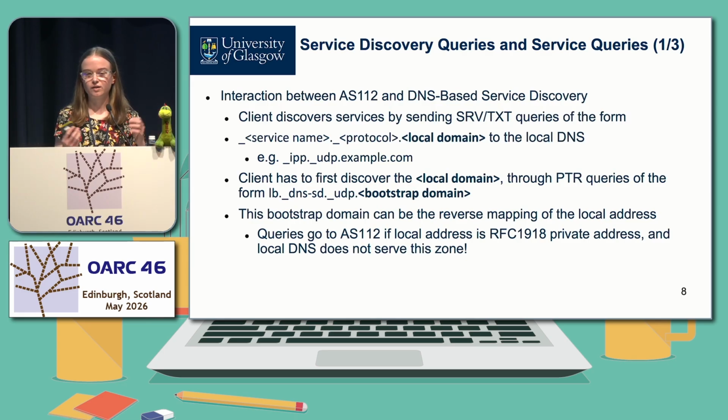_ipp._udp.example.com. The problem is that when joining a network, the client doesn't know this local domain beforehand. It has to discover it. And it does this through queries of the form lb._dns-sd._udp.<bootstrap domain>. What I call the bootstrap domain is sort of a best guess at what the local domain would be. And according to the RFC, this bootstrap domain can be the reverse mapping of the local address. So if the local address is an RFC 1918 address, and the local DNS doesn't actually serve this zone, these queries will also go to AS112.